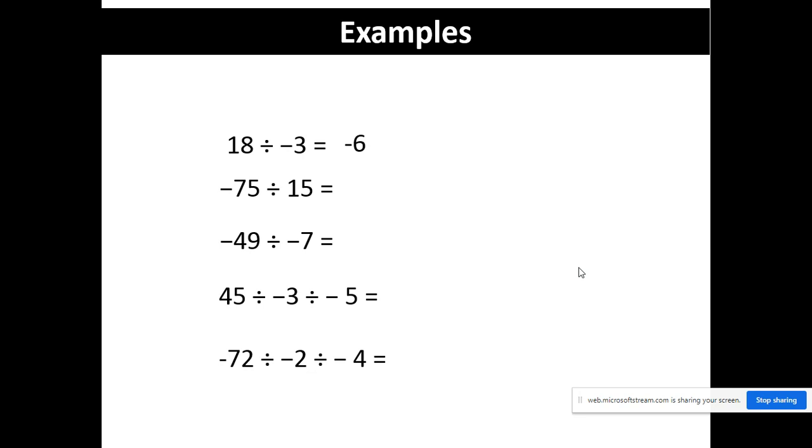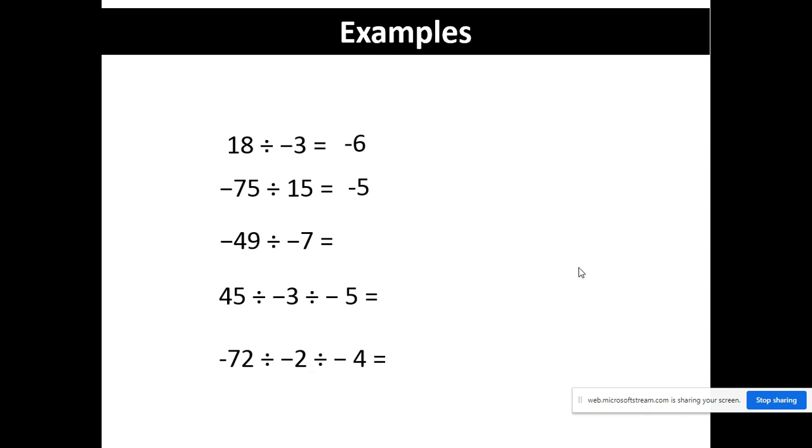Minus 75 divided by 15. How I would go about this is forget about the negative sign for now. What is 75 divided by 15? It would be 5. But because it's a negative divided by a positive, it will give me a negative answer. So it's not going to be 5, it will be minus 5.